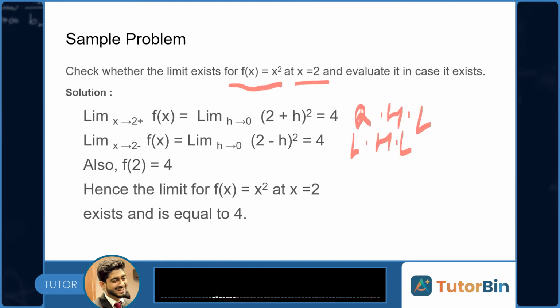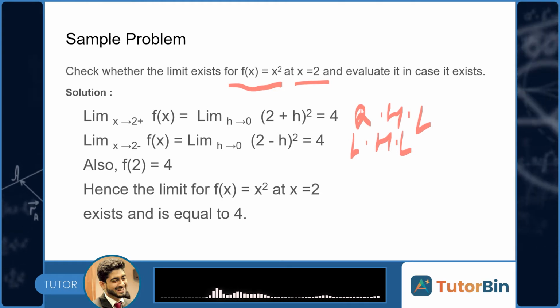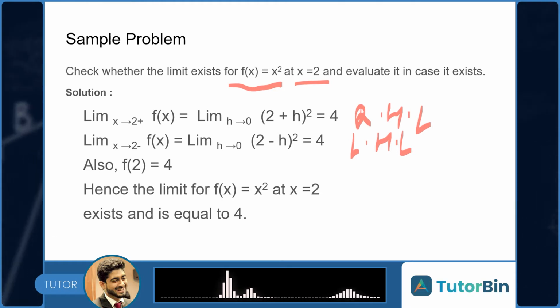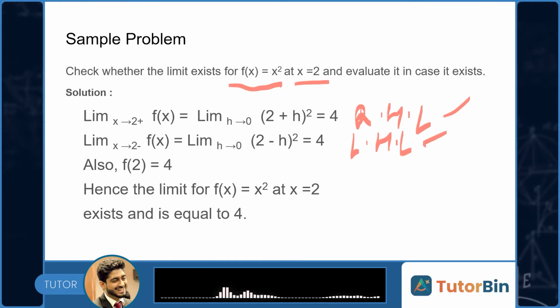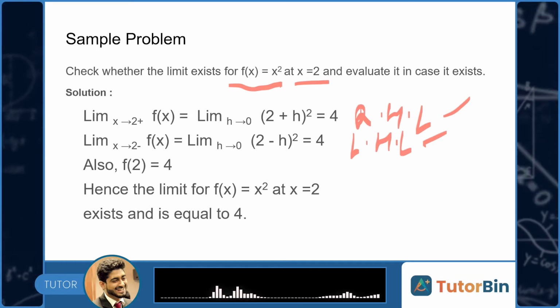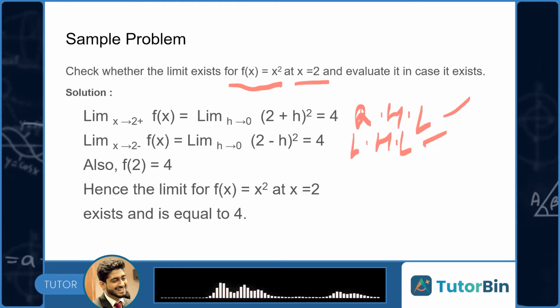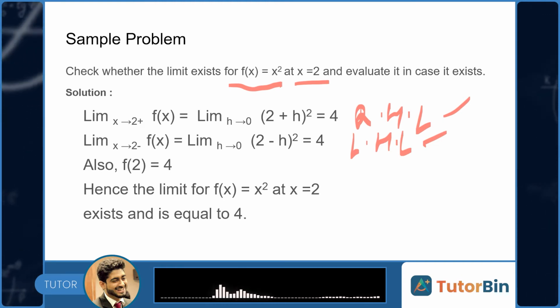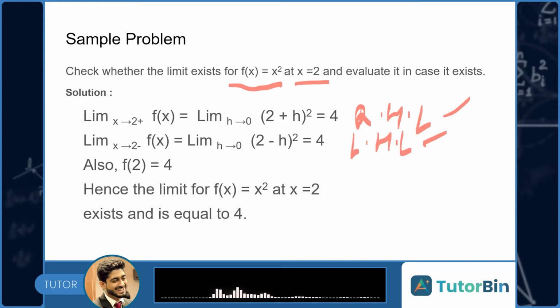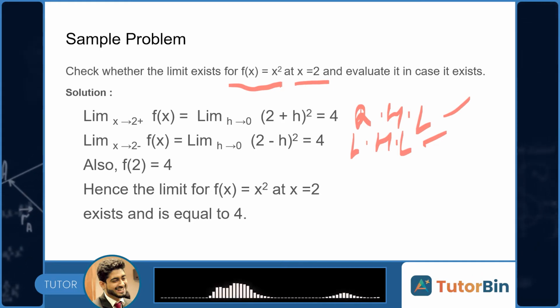Let's take a sample problem. Here we will check whether the limit exists for the function f(x) equals x square at x equals 2. For that we need to calculate the right hand limit and the left hand limit. First we calculate the right hand limit. For that we will put x equals a value just greater than 2, that is 2 plus. Here we are representing it with 2 plus h. h is a very small value. So we will put x tends to 2 plus, that is 2 plus h, in this function. Our function was x square, so it will become (2 plus h) whole square, and h tends to 0. So it comes out to be 4 as h approaches 0.